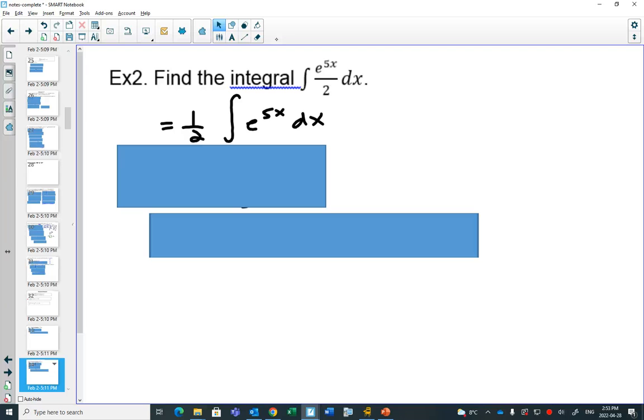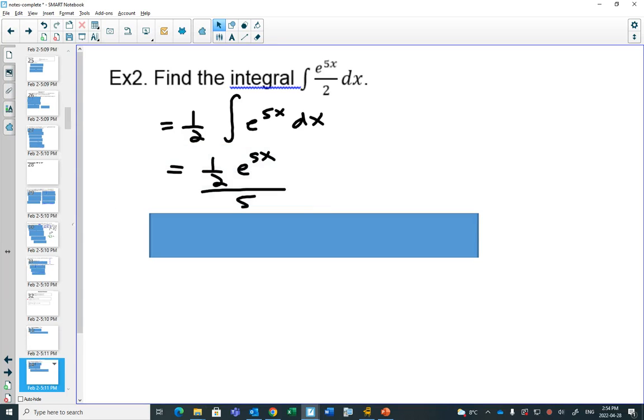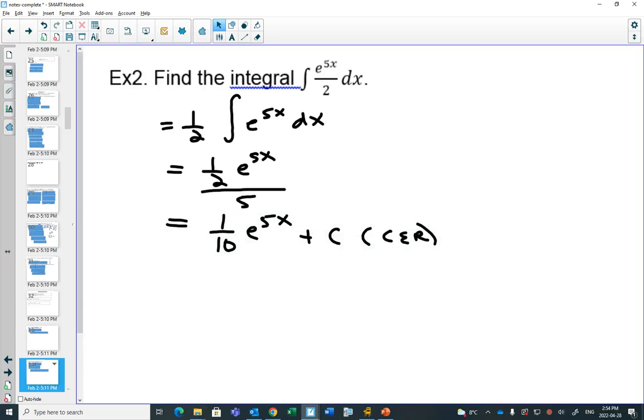So now, integral of e to the 5x will be e to the 5x. But since the derivative would have a chain rule to multiply by 5, and you have to undo that, the integral has to divide by 5. And simplifying the fraction there would give you 1/10.